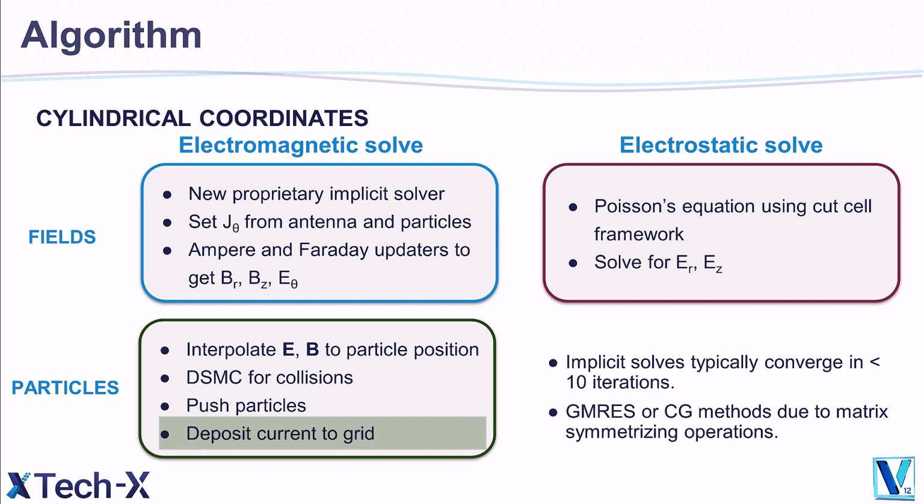This procedure iterates back and forth each time step, and our implicit solve typically converges in less than 10 iterations, and you can use whatever method you want. Something like GMRes is typical, or you can use conjugate gradient methods as well for the solve.